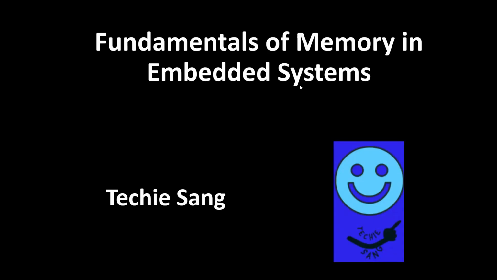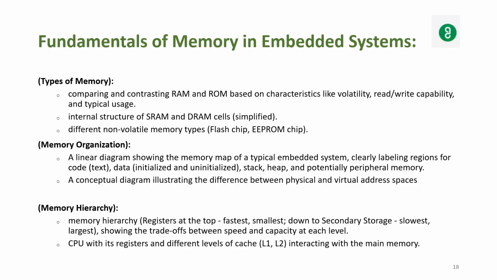I would like to discuss the fundamentals of memory in embedded systems. The basic fundamental in a memory system in an embedded system is the types of memory. Either you can go for RAM or ROM. RAM is volatile memory, ROM is non-volatile memory. What is the read and write capacity of the ROM? That you need to check.